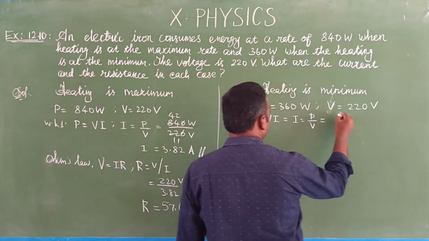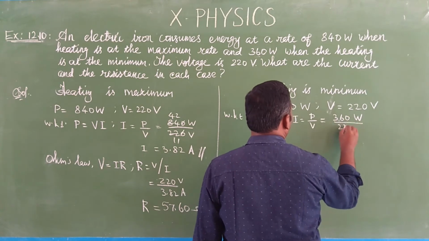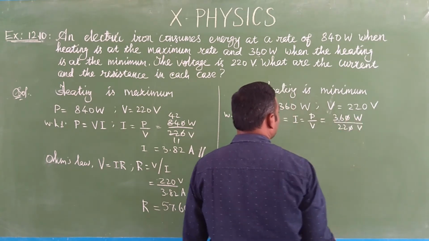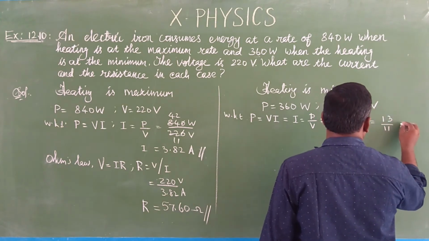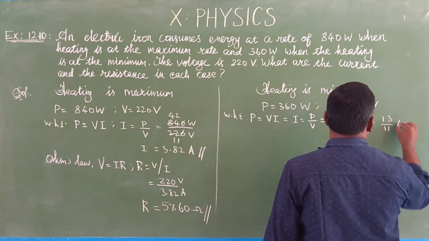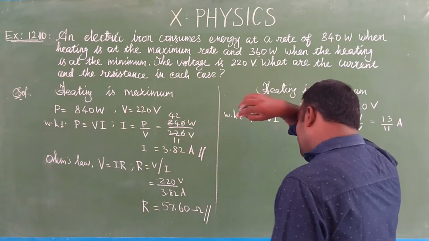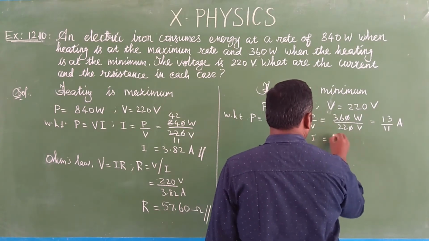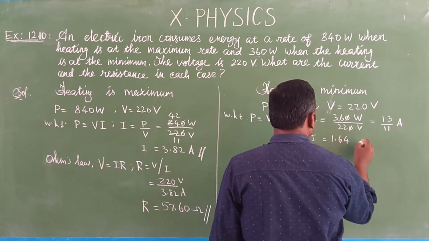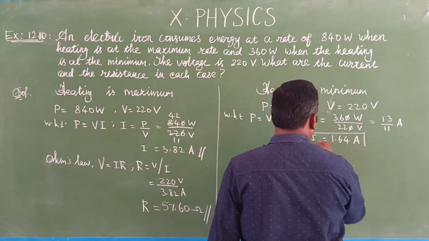What is the power? The minimum heating power is 360 watts divided by 220 volts, 0 cancel. Then we have 13 by 11 ampere. So 13 by 11 is nothing but 1.64. Yes, 1.64. Therefore, current I is equal to 1.64 ampere. We have calculated the current.